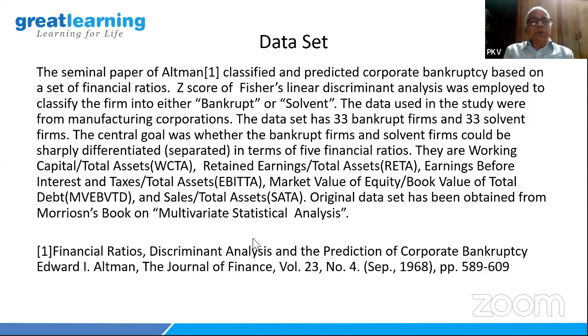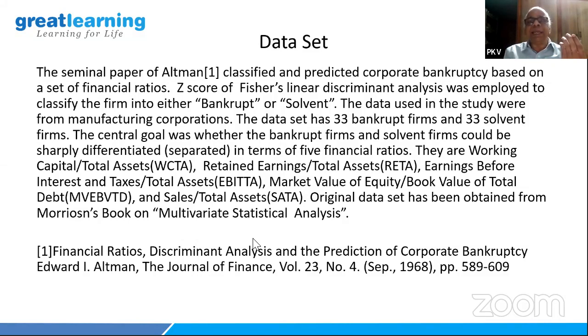They are WCTA, the acronym I have used for working capital to total assets; retained earnings to total assets; earnings before interest and tax to total assets, which I call EBITDA; then market value of equity to the book value of total debt, which I call MVEBVTD; and sales to total assets, SATA. These are the 5 financial ratios Altman used to develop a classic Z equation, the discriminant model, in the spirit of Ronald Fisher.